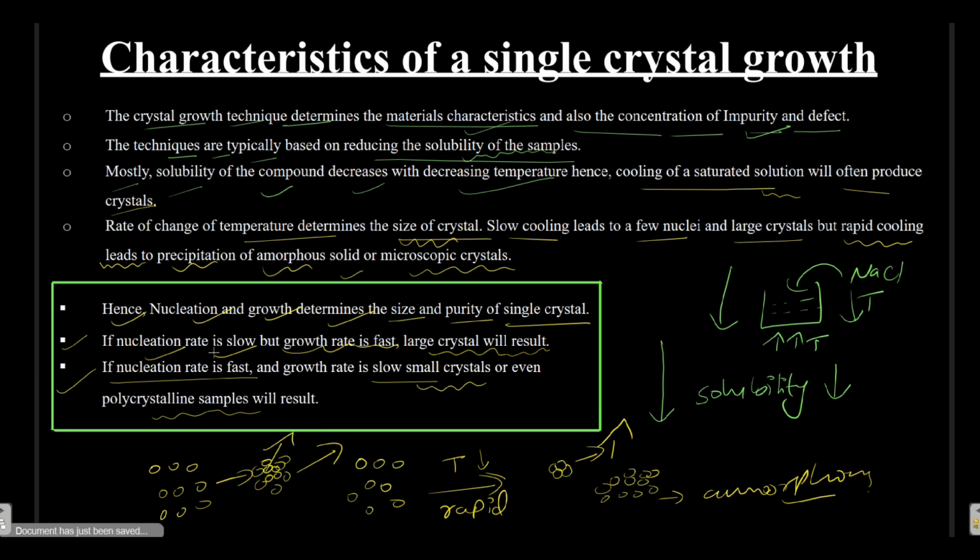Now if nucleation rate is slow, that means if these atoms are aggregating in a slow way, then what will happen? Then the large crystals will be formed. The same crystal will keep on increasing. But if the nucleation rate is fast, if nucleation is happening quickly, and more and more crystals are coming over here, then what will happen? The crystal size will be small, but there will be a lot of crystals.